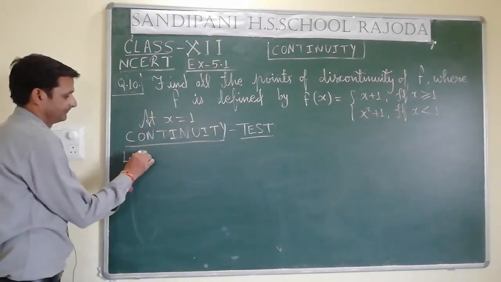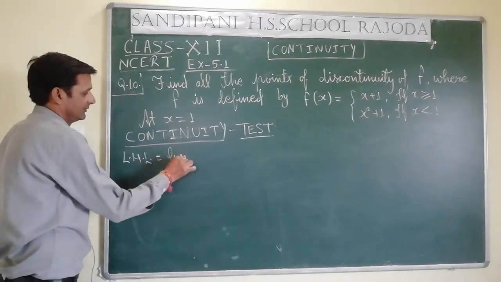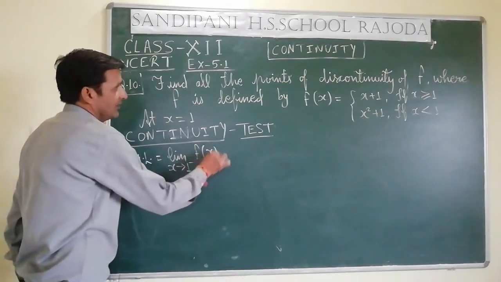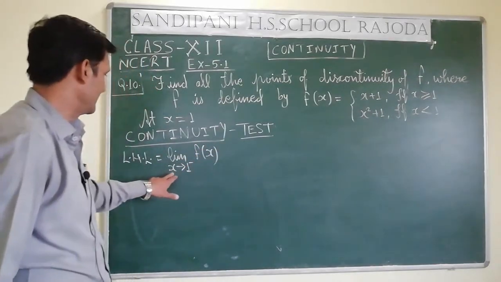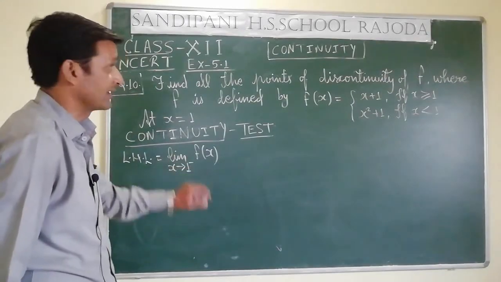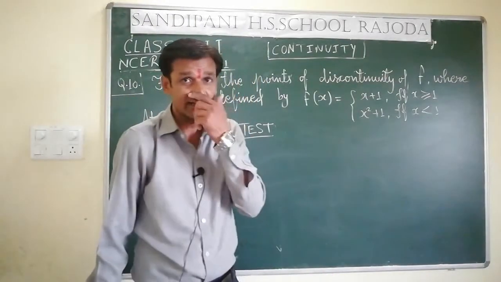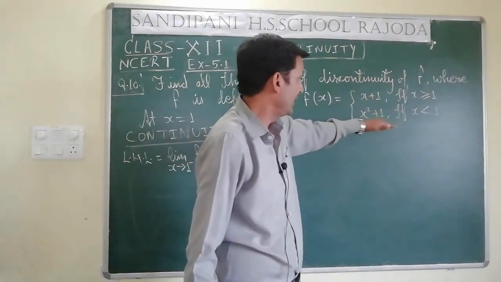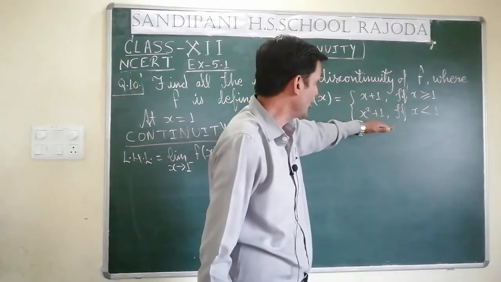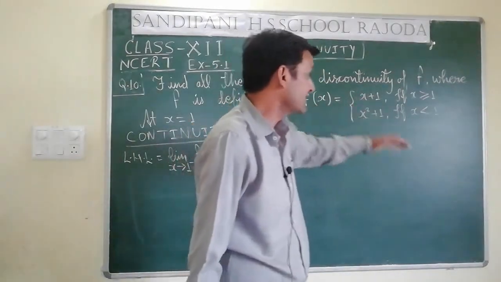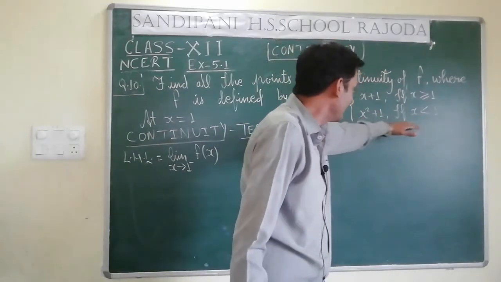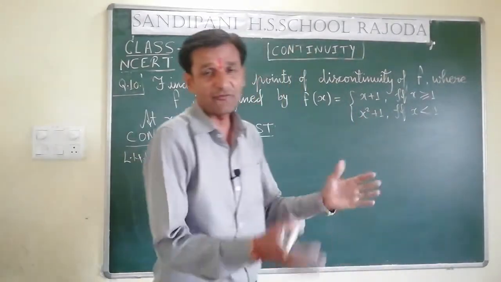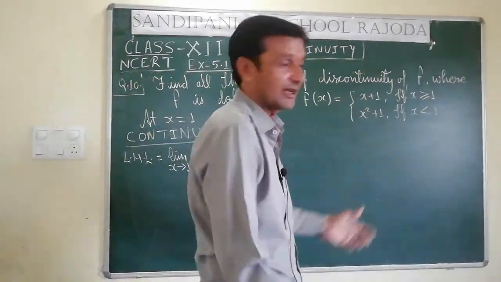LHL, that is equal to limit x tends to 1 minus f of x, means for x less than 1. Here it is x tends to 1 minus. See this question, always the less than part is usually represented in the above term and the greater than term is written in the below term of this function of x. But in this case, LHL is defined in the below given part of the function.